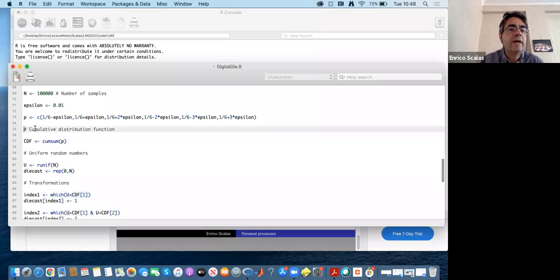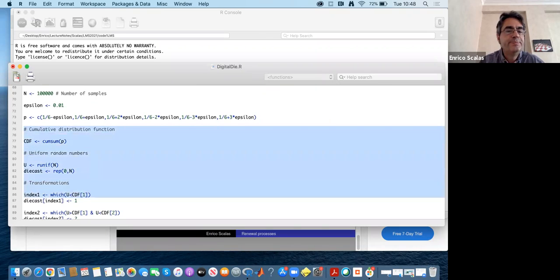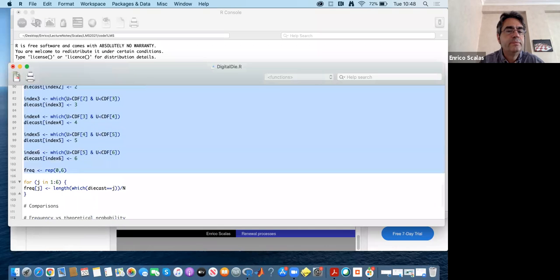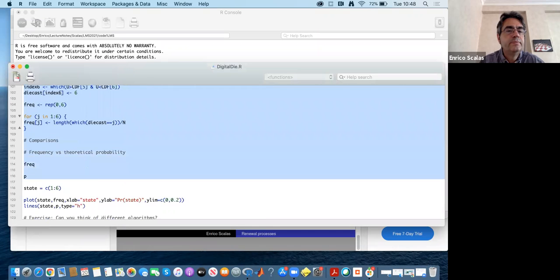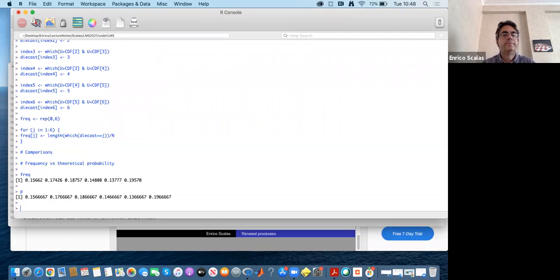So I think I run up to here, so I start up to here. Let's see. And you see, these are the theoretical probabilities that we have defined, and these are the Monte Carlo estimates of this biased die, and you see that the match is reasonably good. Actually, I would say quite good compared to the theoretical value.